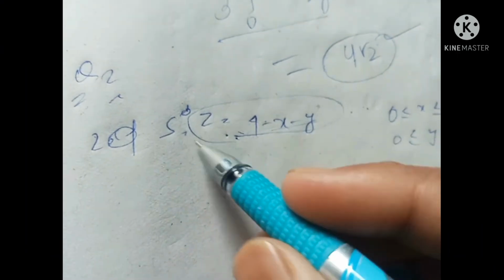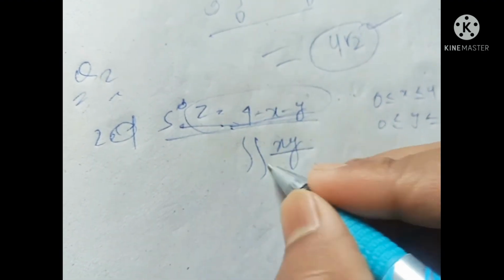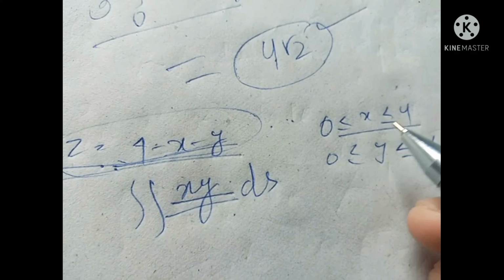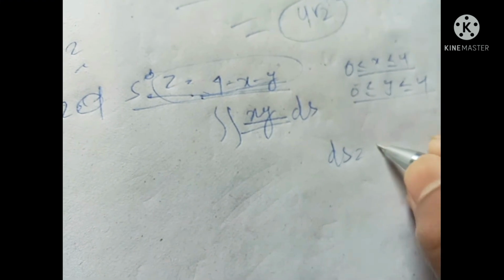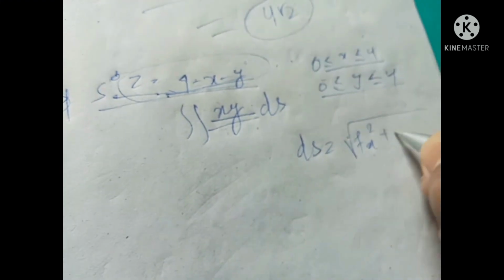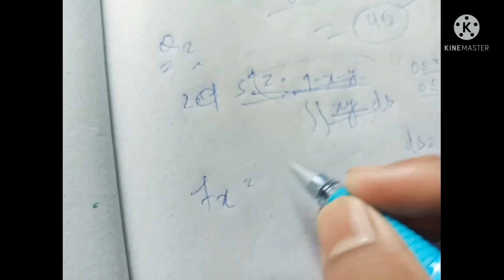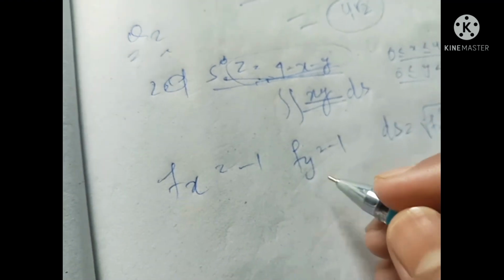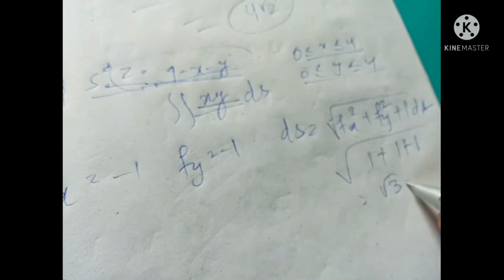Here it is given that this is your surface, and we have to integrate over g of xy, that is xy ds, where x varies from 0 to 4 and y varies from 0 to 4. For that, as we know, we first have to find ds, whose formula is the square root of fx squared plus fy squared plus 1 dA. So first find fx, which here is minus 1, and fy is also minus 1. Fx squared is 1, 1 plus 1 plus 1, so this is root 3 dA.